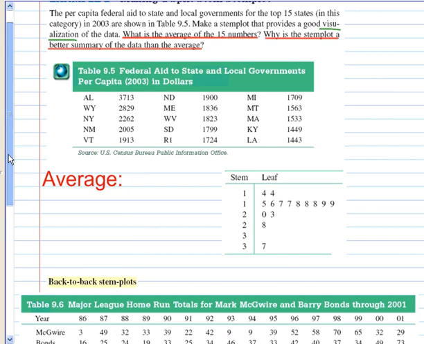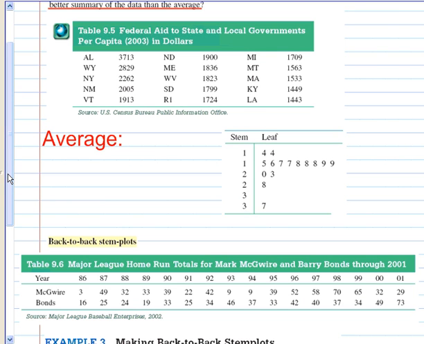So looking at this one, what they have decided to do is, instead of taking all these values, let's just round this off. So this is approximately 3,700 for that state. Their stem is going to be the thousands place, and then the leaf is going to be the rounded off hundreds place. So for Alabama, 3,700. And then we have Wyoming, 2,829, so that's 2,800 if we round it off. So 2,8, there's Wyoming, right over there, 2,800. So they've made this stem and leaf plot.